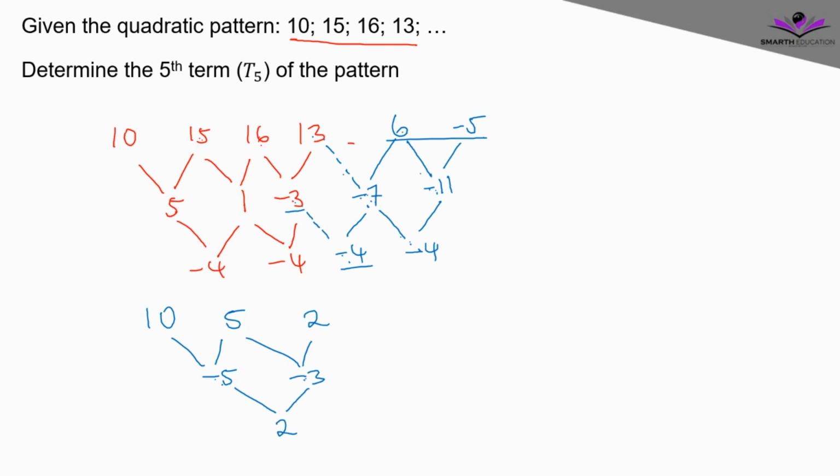Always remember that the first differences of a quadratic sequence are arithmetic or linear, right? And then our second difference is constant, we start with it. Then say -3 plus 2. -3 plus 2, that is -1. And then 2 plus -1, like 2 minus 1, which is 1.